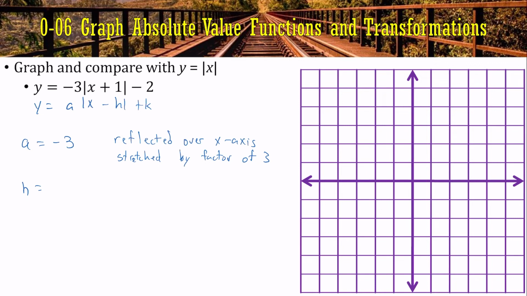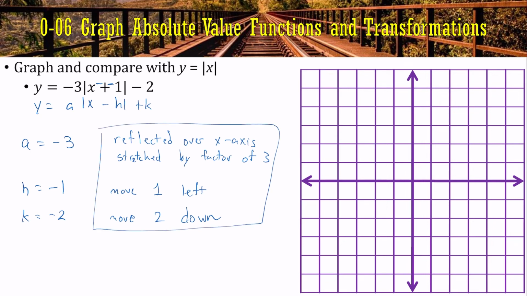h. Now here's the tricky part. It's x minus h. This is x minus a negative 1. So h is negative 1, which means we're going to move 1. It's negative, which means it'll be left. And again, it's because it's minus h. So it'd be x minus a minus 1. The minus gave the plus. k is negative 2, which means we are moving 2 down.